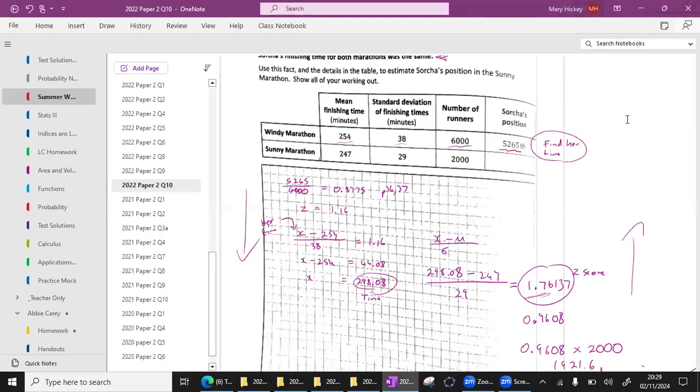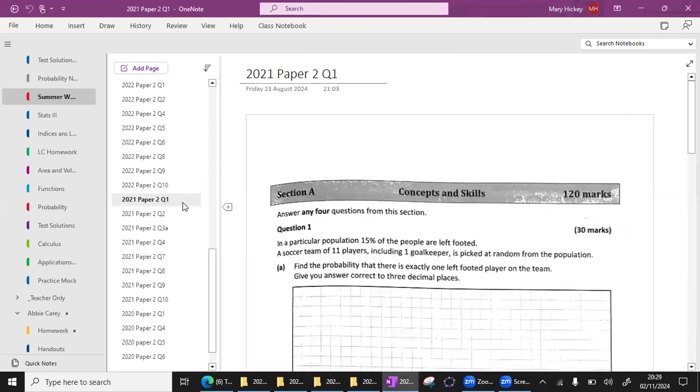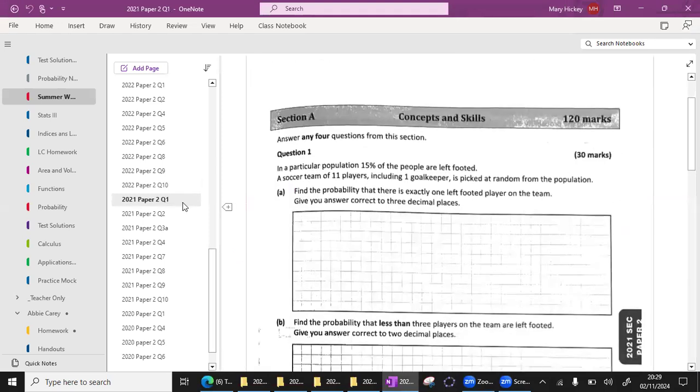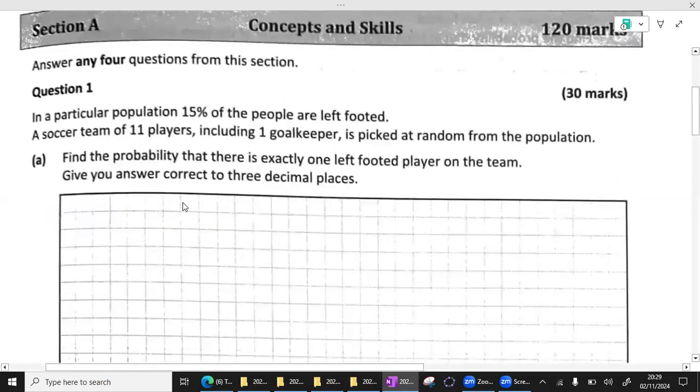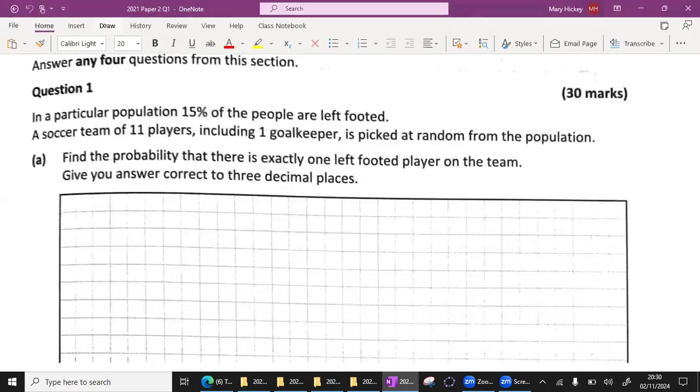Okay, so we're moving on to 2021 paper 2, question 1. In a particular population, 15% of the people are left-footed. A soccer team of 11 players, including one goalkeeper, is picked at random from the population. Find the probability there is exactly one left-footed player on the team. Give your answer correct to 3 decimal places.